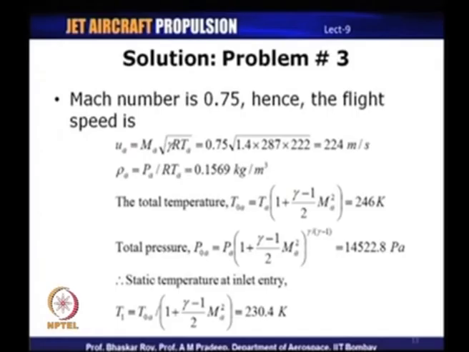There is no change in the total temperature, because firstly we assume that this compression process is adiabatic, there is no heat input or heat rejected by this process. So, total temperature does not change, total pressure does change because of frictional effects, but total temperature cannot change. So, T 1 is T 0 a divided by 1 plus gamma minus 1 by 2 M square. So, if you substitute for all these values, we get the static temperature at the inlet entry as 230.4 Kelvin.